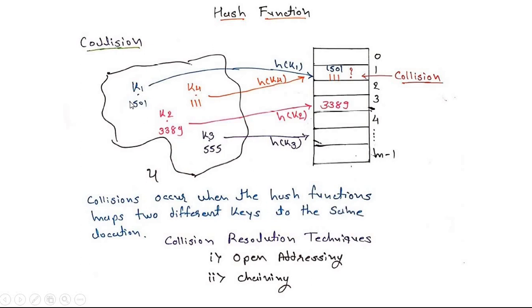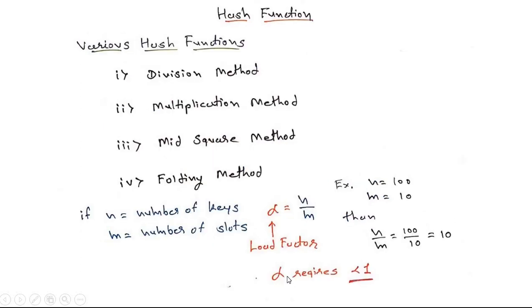Then after that we discussed collision. Whenever we get key values produced through the hash function, suppose for more than two values the same key value is generated by the hash function, then we are not able to store more than one value in a single slot. This is known as a collision. Get it? There are various collision resolution techniques, mainly open addressing and chaining.